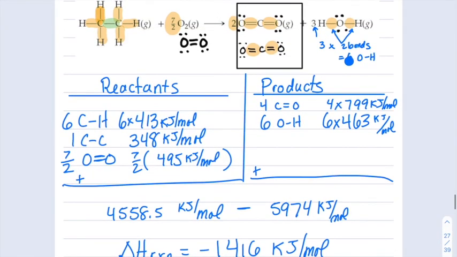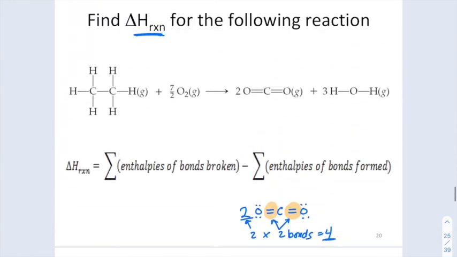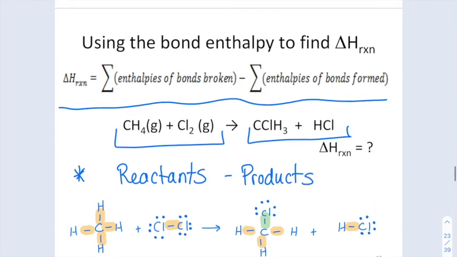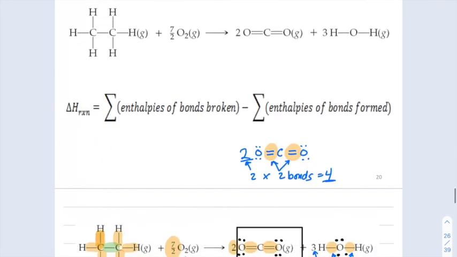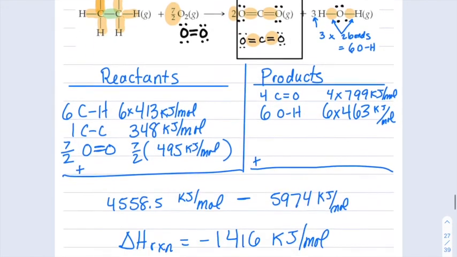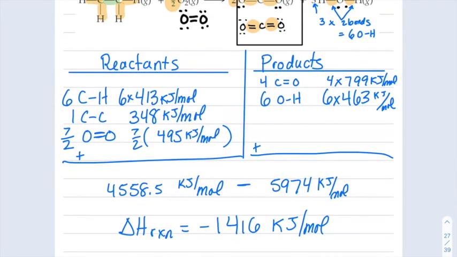All right, so what this is saying is we have an exothermic reaction, and every time we run this reaction, we're going to get negative 1,416 kilojoules produced. All right, any questions on how we did this one or this previous one over here? So I definitely want you to be able to use these bond enthalpies. You can call them delta H bond or bond dissociation. Either way, I want you to be able to use those to find the delta H of reaction overall.